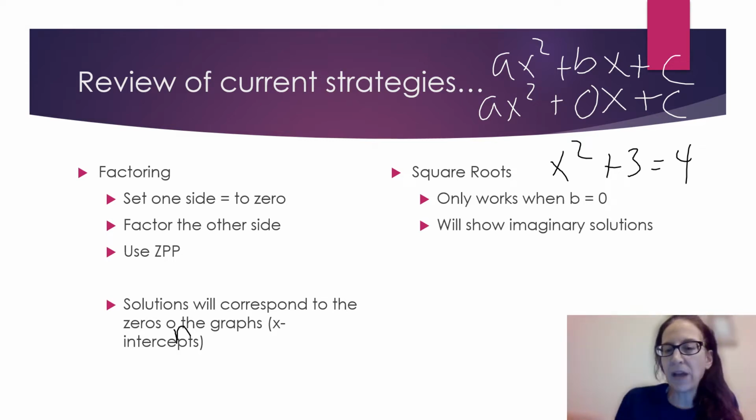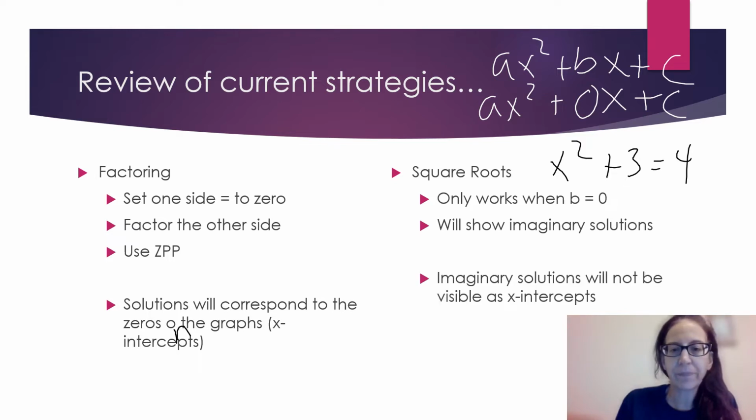It will show imaginary solutions. So if there are imaginary solutions, you will get them with the square rooting. You will not get those with factoring. And the imaginary solutions will not be visible as x-intercepts. And that was the extra credit that you had. You had to produce that conclusion from the extra credit that was given.